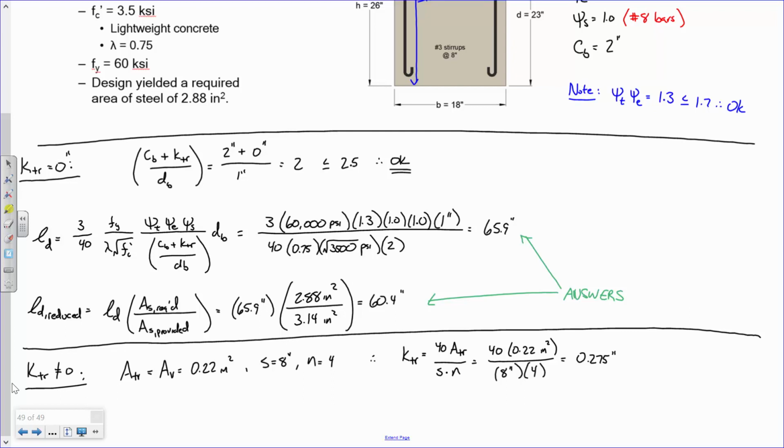Everybody good? All right, so what's the next thing I need to compute? The ratio. So C sub B plus KTR over dB. What does that come out to be? I'm not going to write it out. I think you all can do that by now. 2.275. Is that acceptable?